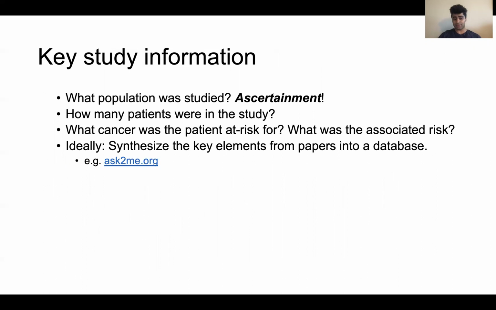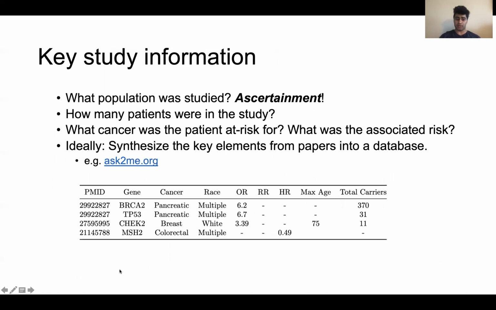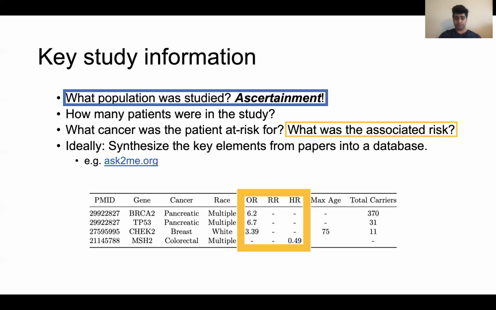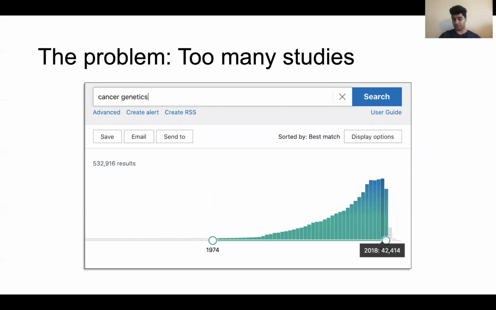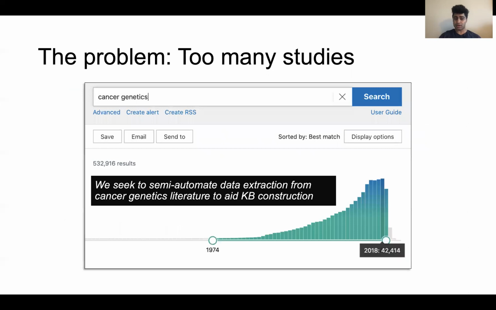So the way that they're currently doing it is that they go through these individual papers line by line. These PMIDs correspond to these penetrance papers, and they fill in this table of gene and the associated risk for a given type of cancer. The only issue with this laborious effort is that there are just too many of these studies. Like 16,000 or so of them appeared in 2019 alone. So our work aims to automate this data extraction process from the cancer literature to aid in knowledge-based construction.